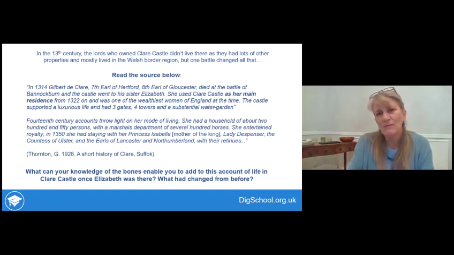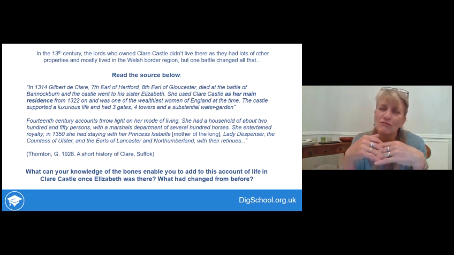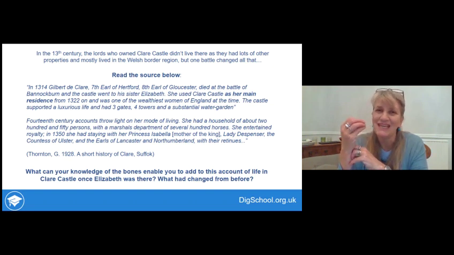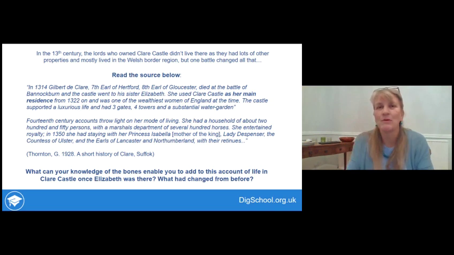So we can see a huge increase in the amount of beef that's being eaten, a reduction in the amount of chicken. It's a much richer red meat diet once Elizabeth of Clare is living there. We've also got, of course, the deer and the rabbit, those elite meats. The deer would have come from a park, the rabbits would have been farmed in a man-made rabbit warren. We've got those appearing in the 14th century. They're not there in the 13th century.